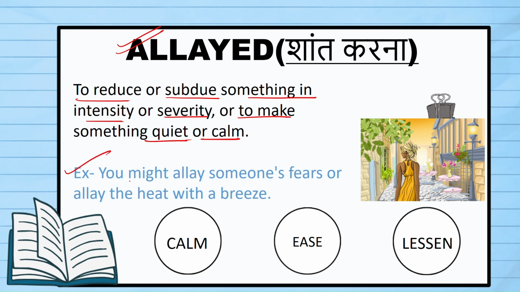Coming to the example, we have: you might allay someone's fear or allay the heat with a breeze. So if somebody has fears, then you can allay them with your calm words. Or if there's a lot of heat, then the heat can also be allayed with a breeze. Allay means reduce. Coming to the synonyms, we have calm, ease, and lessen. Synonyms here are pretty easy because the word itself is very tough.